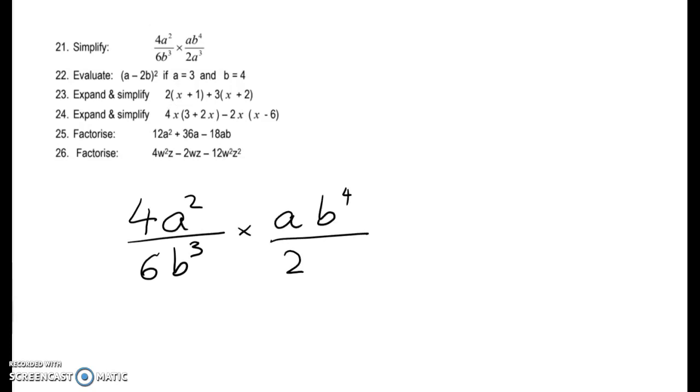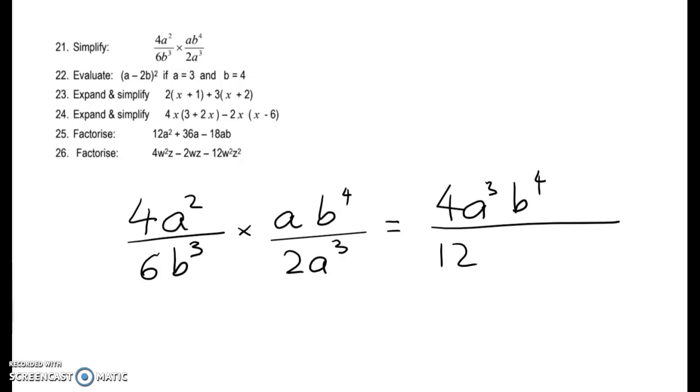Okay, on to these next 6 questions. Number 21. Well, there are a few different ways to do this, but I think when you're starting out with algebra, you're not that confident at simplification. It's fine to multiply the numerators and multiply the denominators, and then simplify. So we get 4a cubed b to the power of 4 divided by 12a cubed b cubed.